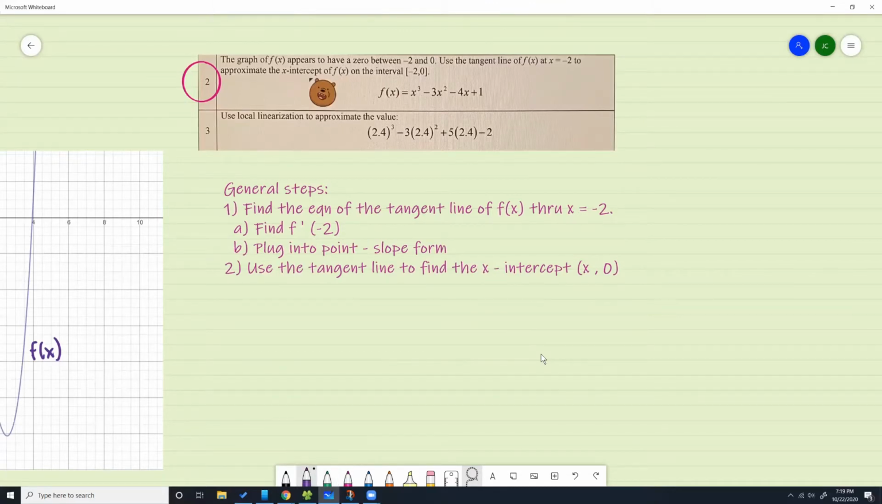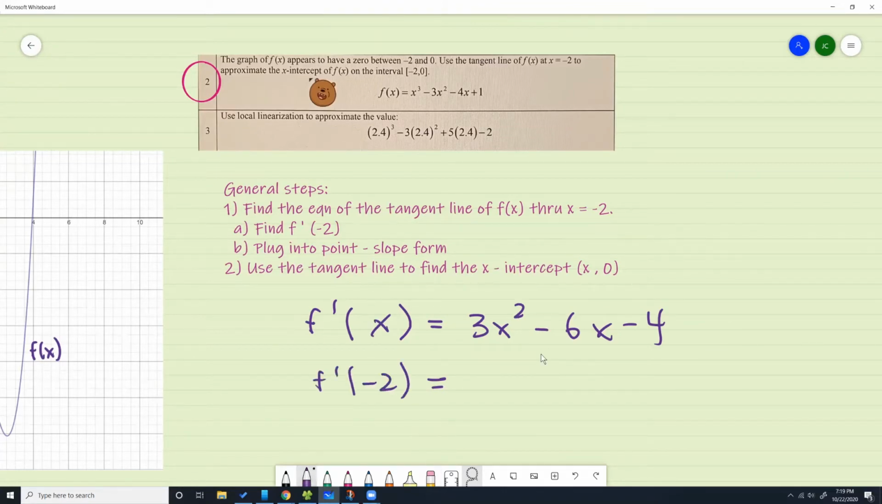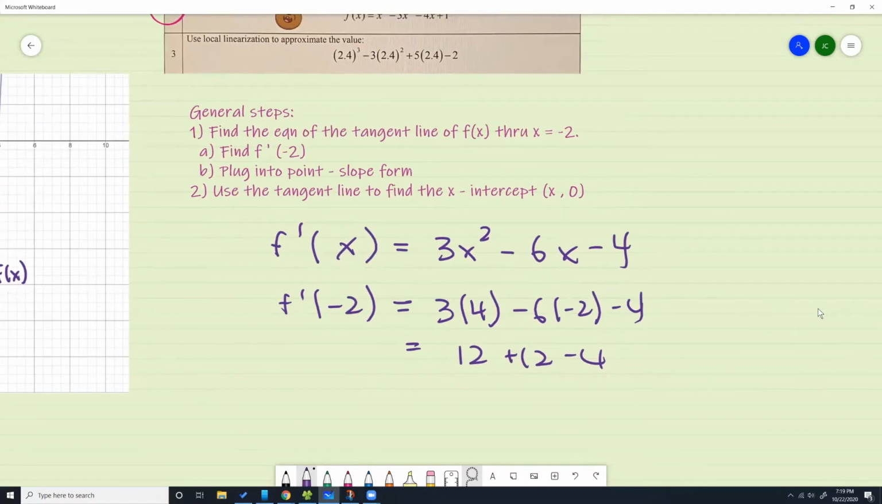To find the tangent line, we first need to take the derivative at x equals -2. That's 3x squared minus 6x minus 4. Now we'll plug in -2. We'll do this kind of fast. 12 plus 12 minus 4. So basically what we have here is the slope at x equals -2 is 20, okay?